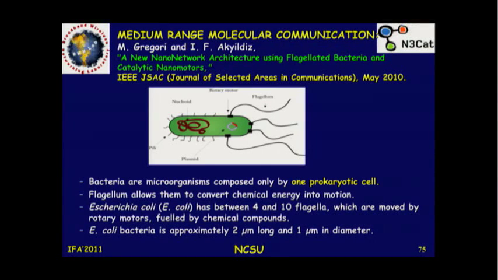So we do the same thing with the bacterial communication. As you see here, this was another lady from Barcelona. We did this work. We published in JSAC, May 2010. So this is the bacteria. It's an E. coli bacteria, by the way. You have all these flagella, rotary motors, and plasmid. Nucleoid and pili are for sensing. So you can get the information, inject it here, and then navigate this bacteria and move around, right? So from one end to another. These are 2 micrometers long and 1 micrometer in diameter.